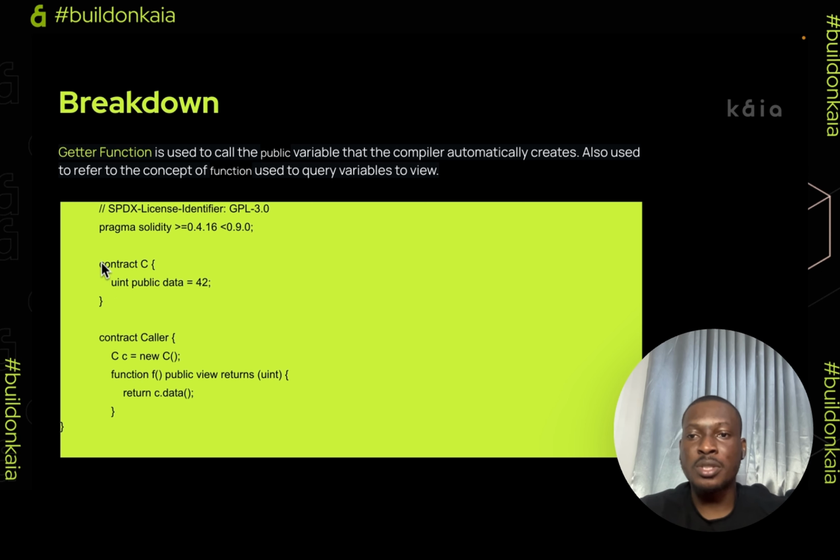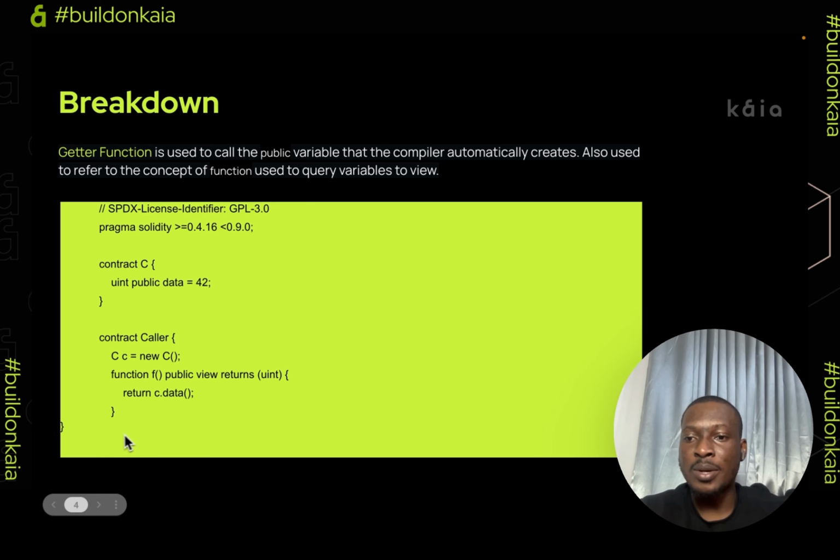So a practical example is this contract that we have here. We declare the state variable to be 42, and we created another contract called caller, and we used the new keyword to create an instance of a new contract stored in the variable c. And in our function f, we basically just want to call the data variable. Now, because when you declare a variable to be public, it creates a getter function, we're able to call the data function because this automatically creates a getter function that helps us read the value stored in this variable. I hope that makes sense.